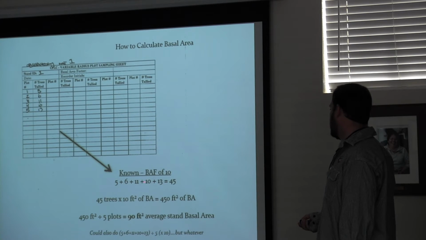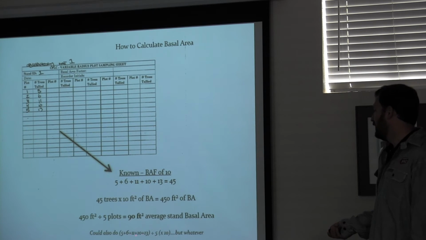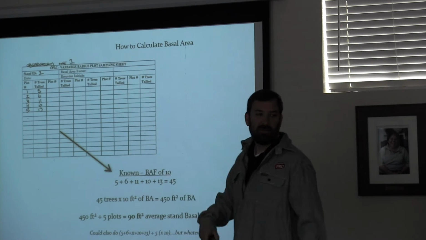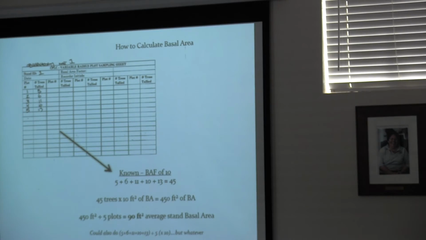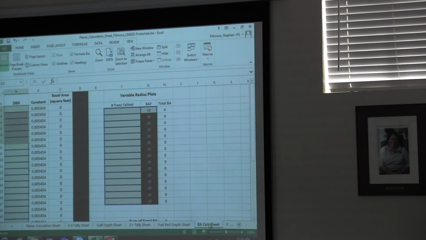You just add the number of observations times 10 square feet, which was the basal area factor, and then you would divide it by the number of plots. There's two different ways. Or you could add all of them together as a factor, divided by 5, multiplied by 10, but whatever you want to do. Or you can just enter it into the sheet. But that's just a little math, which I'm not very good at, so I'm not going to pretend I am. And then the last one is this basal area calculation sheet.